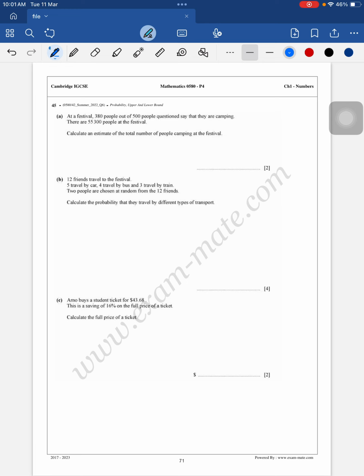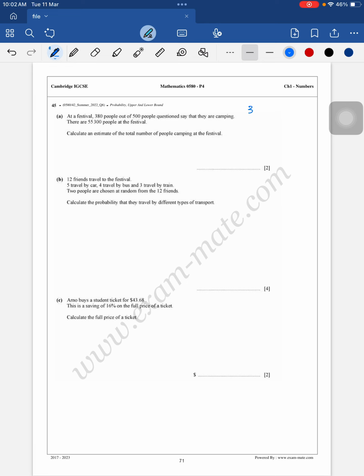At a festival, 380 people out of 500 people questioned say that they are camping. There are 300 people at the festival. Calculate an estimate of the total number of people camping at the festival.